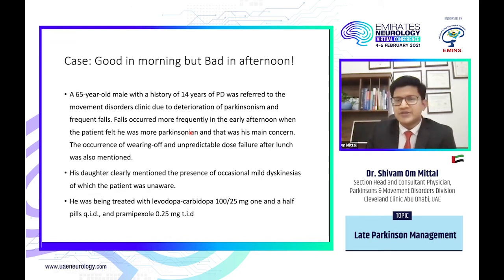You're in your clinic and you see a 65-year-old male who has a 14-year history of Parkinson's disease. He mentions that he was doing very well for the past many years, but in the past 6 months to 1 year, he is noticing that he is having fluctuations. In the afternoon, he takes food and he does not have any effect of the medication. He is having wearing off. He also has some dyskinesias, which his family has noted, but he is not concerned about it.